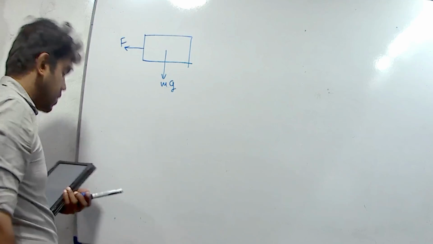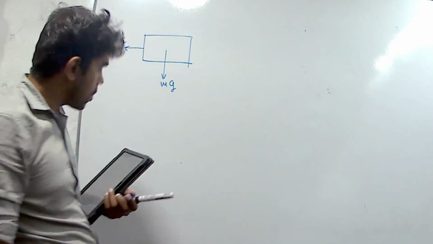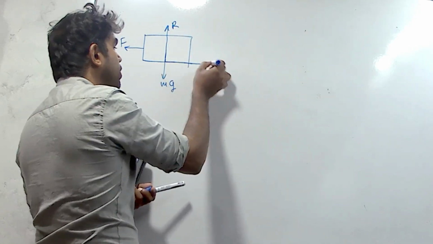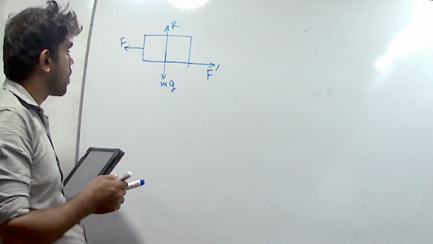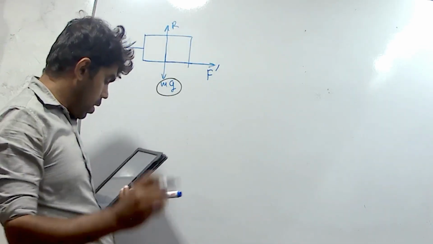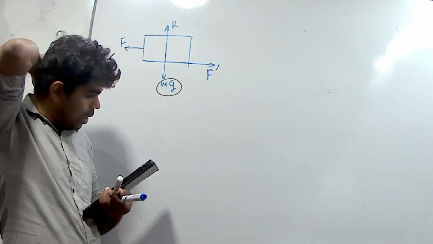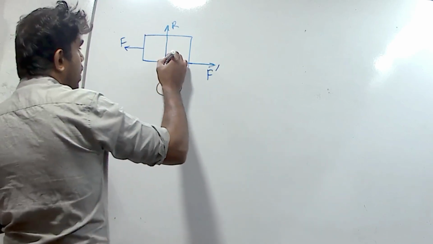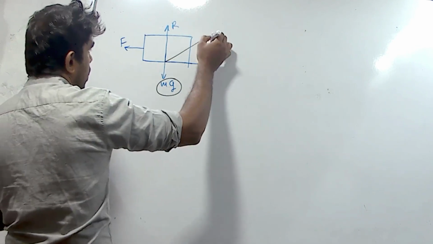Force on the object is F. F is the pull. The reaction R and the frictional force, I will consider it as F dash. Mg and R are constant. Now we have to consider the resultant force R exerted by the surface on the box. It means we have to consider the resultant of these two forces.